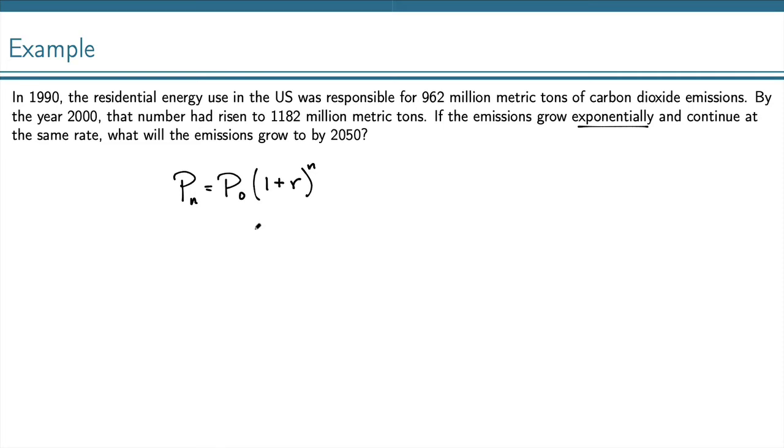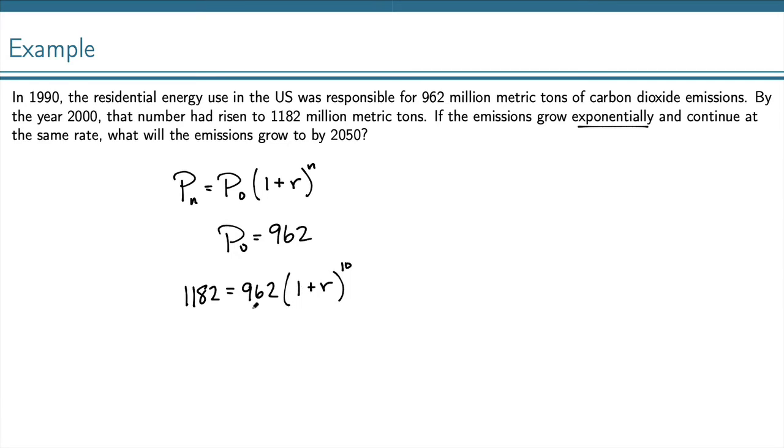So we have P naught equals 962 million metric tons, and 10 years later we had 1,182. So we can plug that into our model. We have 1 plus r to the 10 because it's after 10 years that we grew to that much. Now we can solve for r.